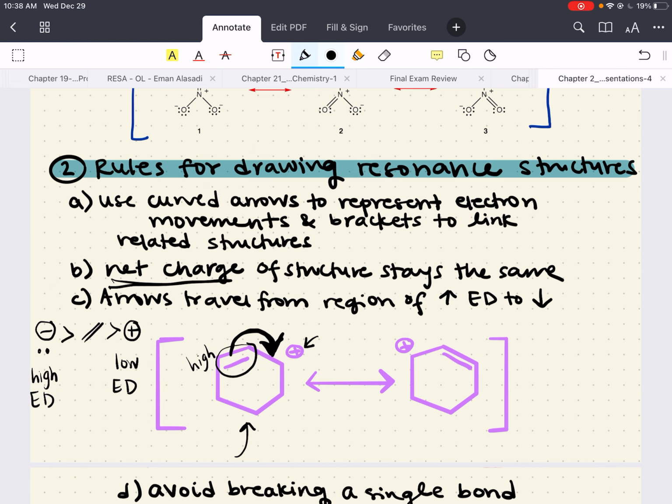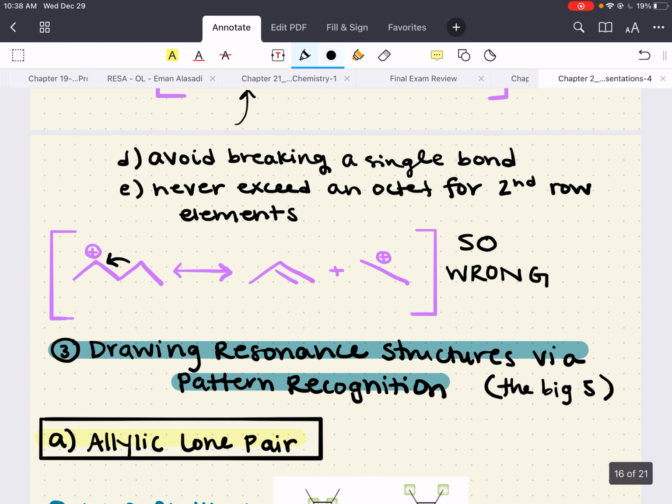In addition, you want to avoid breaking a single bond whenever you're drawing resonance structures. You do not want to break a molecule in half or break that single bond. Look at this example right here. If we want to move electrons here to the positive charge, what actually ends up happening is we'll form a double bond there, but then we've broken this molecule. We never want to do that. That is so wrong. And in addition, you want to keep in mind that you're never going to exceed an octet for any of these second row elements, and that's pretty much what we're going to be dealing with.